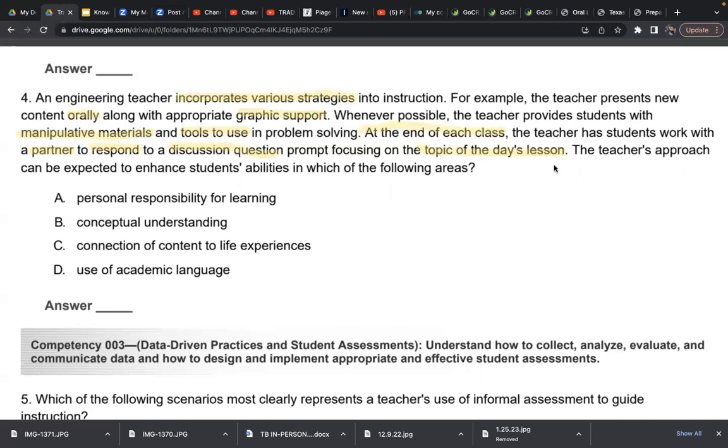So, the teacher's approach can be expected to enhance students' abilities in the following areas. So her approach to teaching is going to do what? How will it, and in what area will it help support the students or enhance their understanding? So let's read through. We have A, personal responsibility for learning, B, conceptual understanding, C, connection of content to life experiences, or D, use of academic language. I don't think C. Yeah, I don't think C too. We don't have anything in there about connection. They didn't mention at all that it was in any way a connection to life experiences. So we can bet ourselves $5 that's not the correct answer.